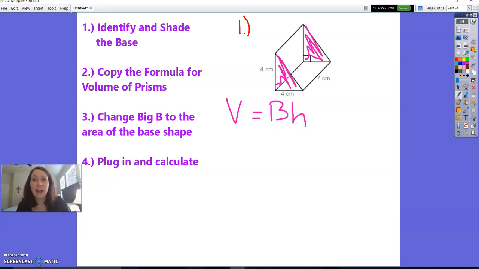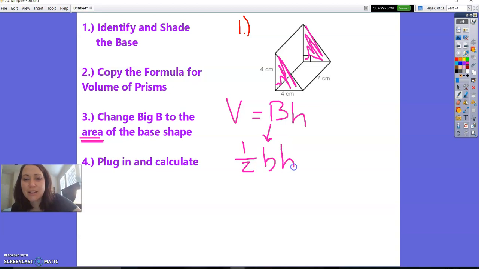If you need to say it out loud, if we were in class at school, I'd probably make you say big B times H. It gets it stuck in the head when you say it. So I'm going to change big B to the area of my base shape. So what's the area formula for a triangle? Oh, come on, you guys know this. It's 1/2 times base times height. And then I've got to bring down this height too. So there I have my big B times H.